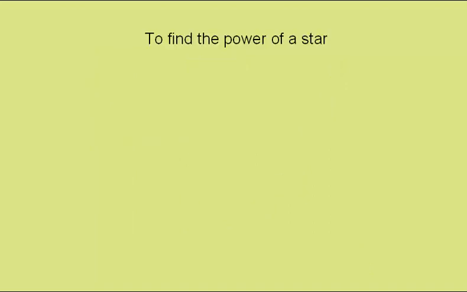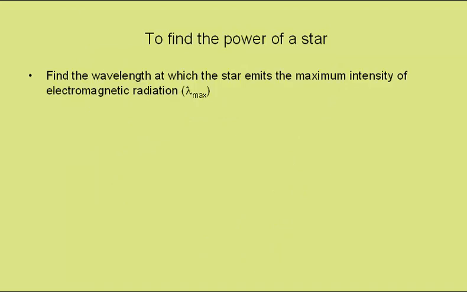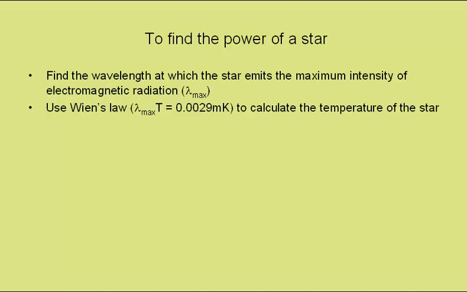We can use this information to help us to find the power of a star. First, we would find the wavelength at which the star emits the maximum intensity of electromagnetic radiation. This we call lambda max. Using Wien's law, which is lambda max times the temperature in Kelvin is equal to 0.0029 meters Kelvin, we can calculate the temperature of the star.